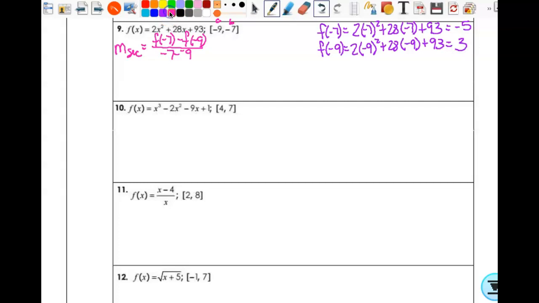All right, so now I can come back over here. F of negative 7 is negative 5 minus 3. Negative 7 minus a negative 9 is a positive 2. So the slope of the secant line is negative 8 over 2, which is negative 4.